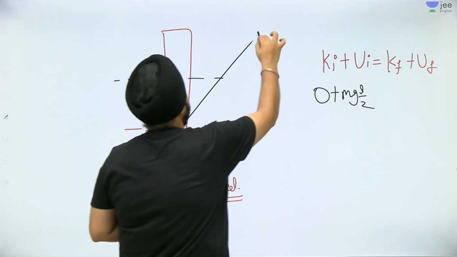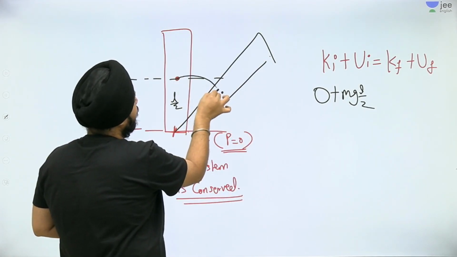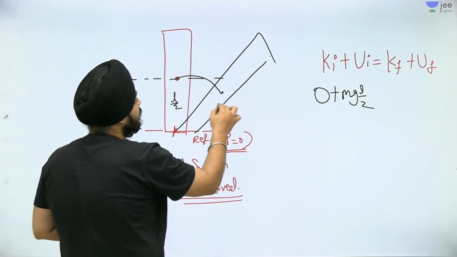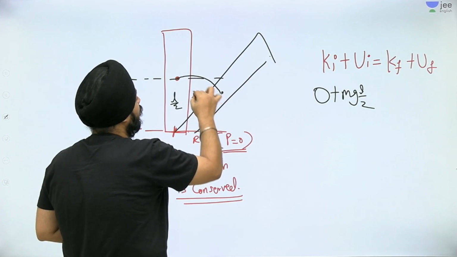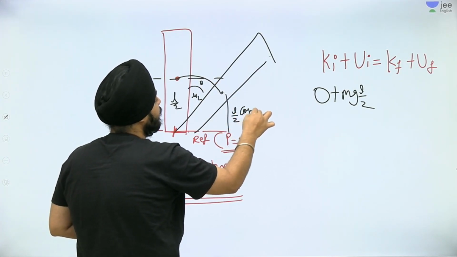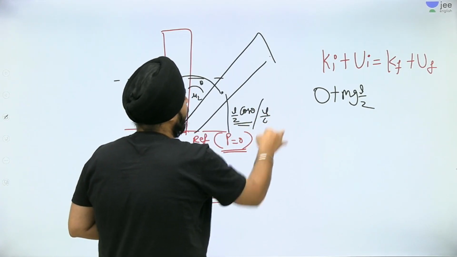Now, suppose it is making this kind of situation. So this center of mass has traveled this much distance. This would be L by 2. This would be theta. So this height would be L by 2 cos theta. Now theta is 60, so can I consider it as L by 4?